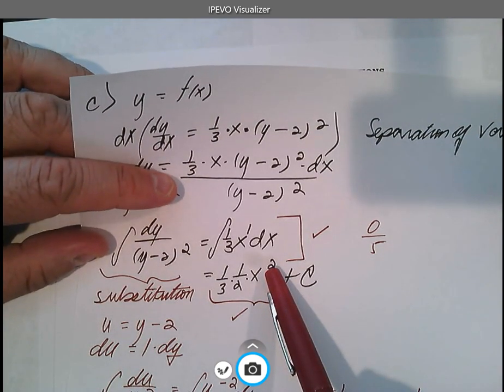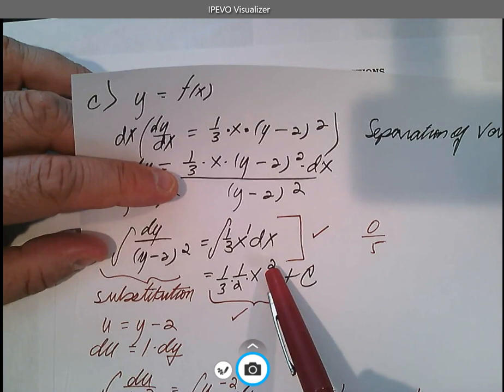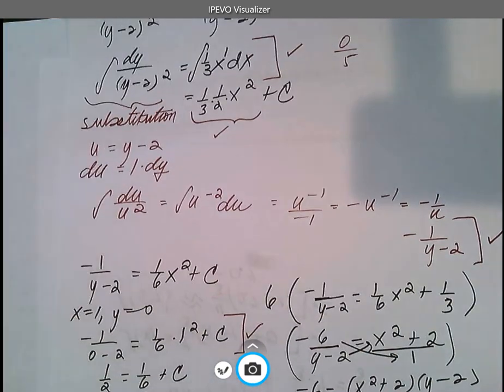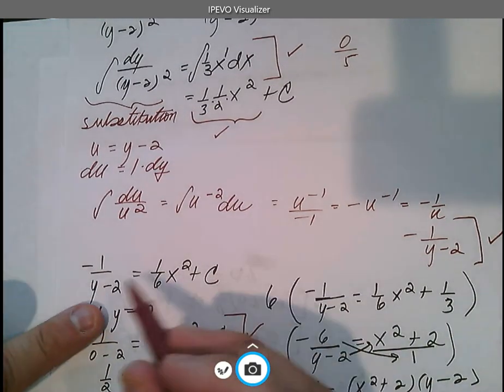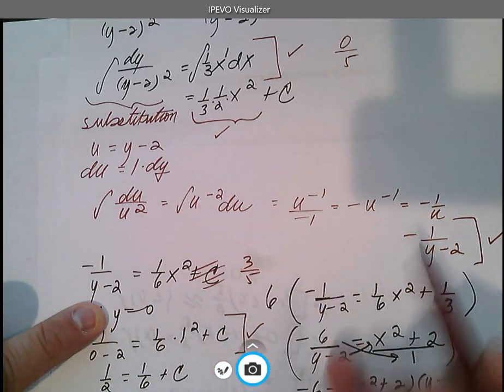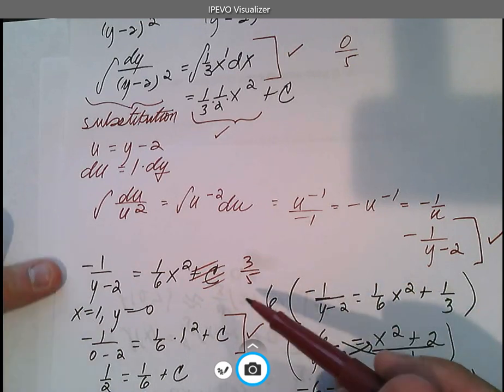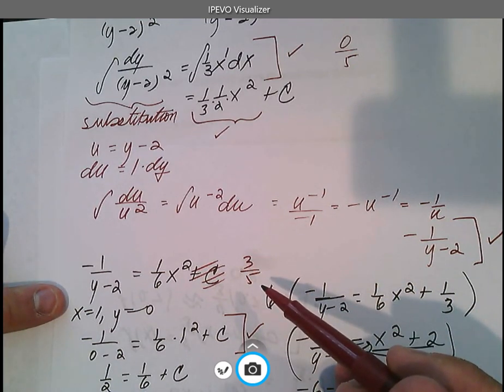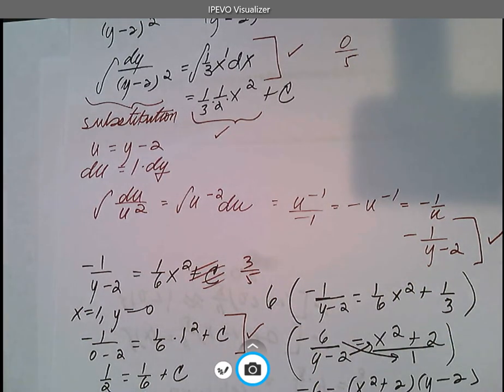And then you can earn no more than 3 points out of 5 if you, for some reason, correctly integrate both sides and you forget to write the constant of integration. You will earn no more than 3 points out of 5. So don't do that. And with that, we are done.